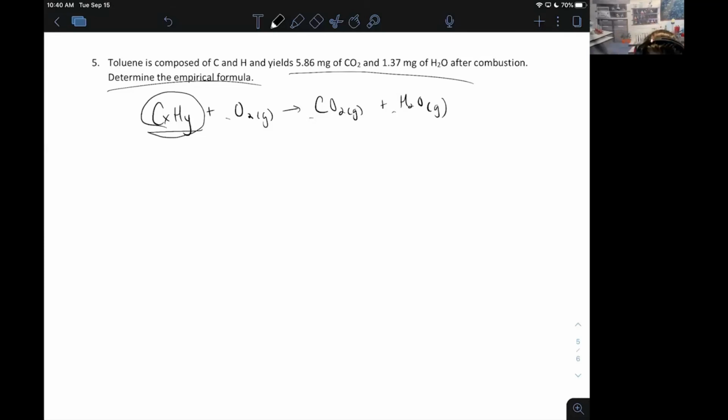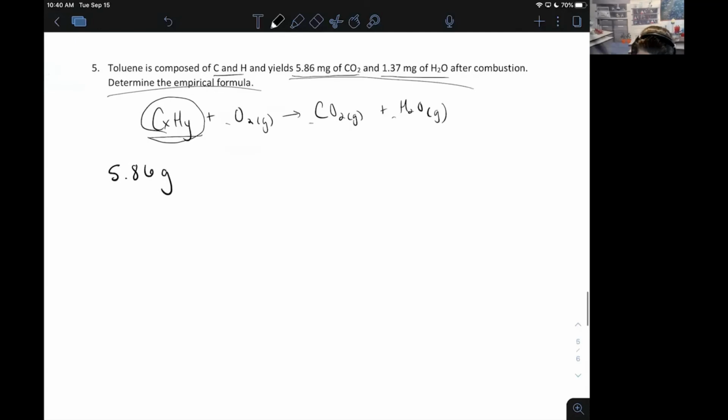So toluene is composed of carbon and hydrogen, and when we burn it, we yield 5.86 milligrams of carbon dioxide and 1.37 milligrams of water. Let's find out what our empirical formula is. So we have 5.86 milligrams of carbon dioxide. We can just convert that into grams of carbon dioxide. It doesn't really matter because as long as we do the same thing to each one, we will stay consistent and we'll still get the same numbers.